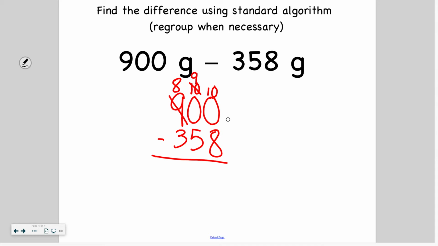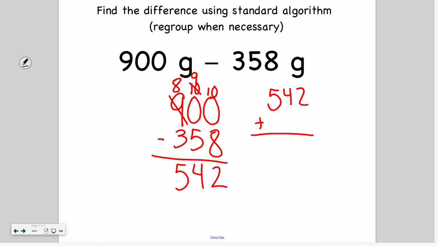I go back to the ones place. 10 minus 8 is 2. 9 minus 5 is 4. And 8 minus 3 is 5. So 542. Now I want to double check, make sure that I regrouped and subtracted correctly.